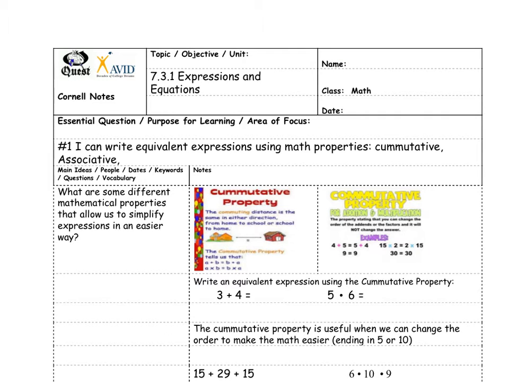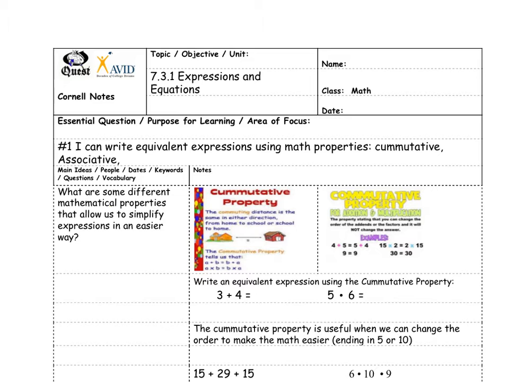So for our essential question, we are going to try to explain how to write equivalent expressions using the math properties, commutative, associative. I know there's a comma here. We're going to be talking about distributive, but that's not today. It's a different day. So let's get started.